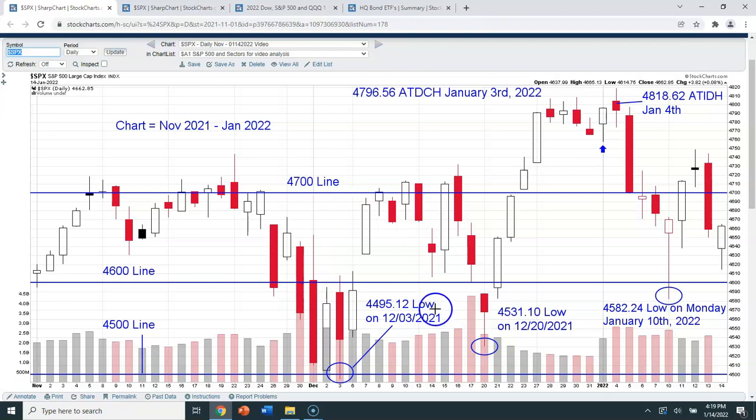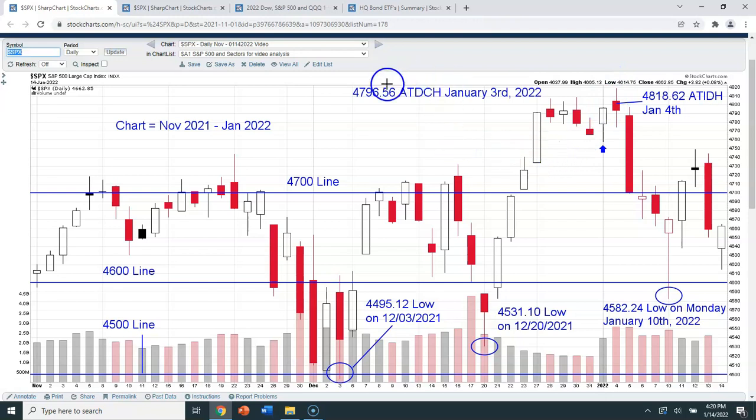And then the next time we pulled back, a slightly higher low was on the 20th of December at 4531.10. And then obviously this Monday, a slightly higher low where we pulled back to 4582.24, right? But you can clearly see that all of the trading since the 1st of November has been between 4,600, this blue line here, and 4,700 here, with some trading up to the 4,800 plus level.